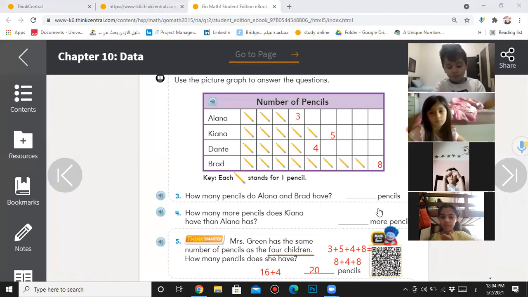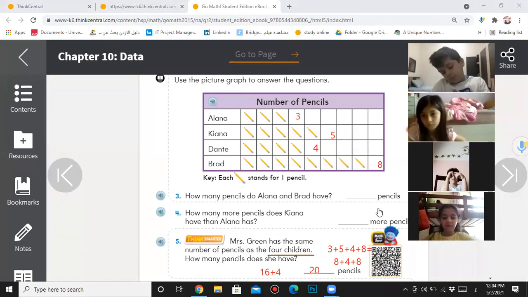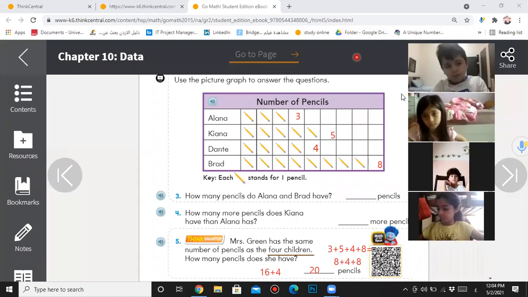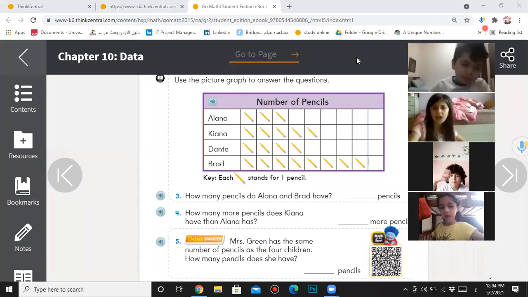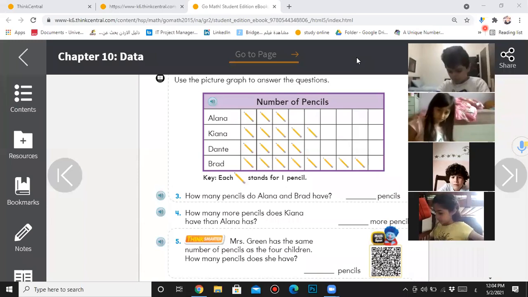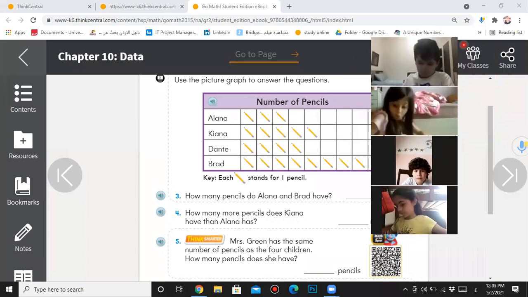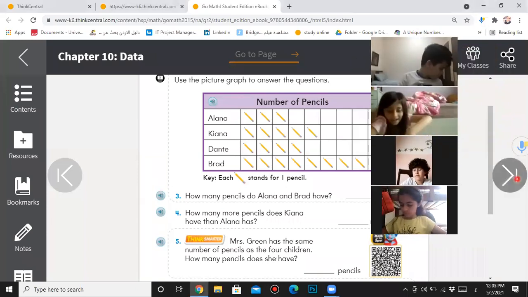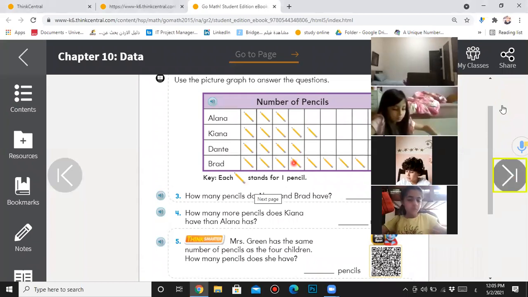Okay. Done, guys, done. I'm going to delete it. If you're done, say now. Okay, cool. We're not done. We're not doing question number 6 yet. We're going to go to the next page. Next page, guys.